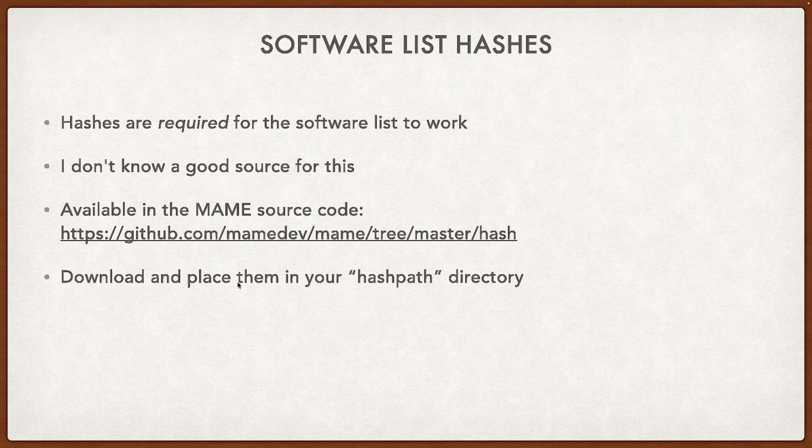So before we go download the image, let's talk for a moment about software list hashes. As we showed on the website before, MAME actually has known images which people have created and uploaded, and they create a hash of the image. So that's actually how MAME knows whether you have the correct image or the correct ROM. But in order for MAME to actually know about all that software, you need to have these hash files, which you need to download and put in your hash path directory.